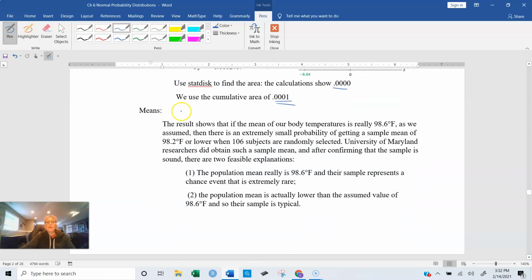Okay, the results show that the mean of our body temperature is really 98.6, as we assumed, when there's an extremely small probability of getting a sample mean of 98.2. So the population temperature is what it says, 98.6. That's the first case, that this is what's true. Or the population mean is actually lower than the assumed value, and so their sample is typical. Probably not true. They probably just can't measure. This is ridiculous. This is the true population.